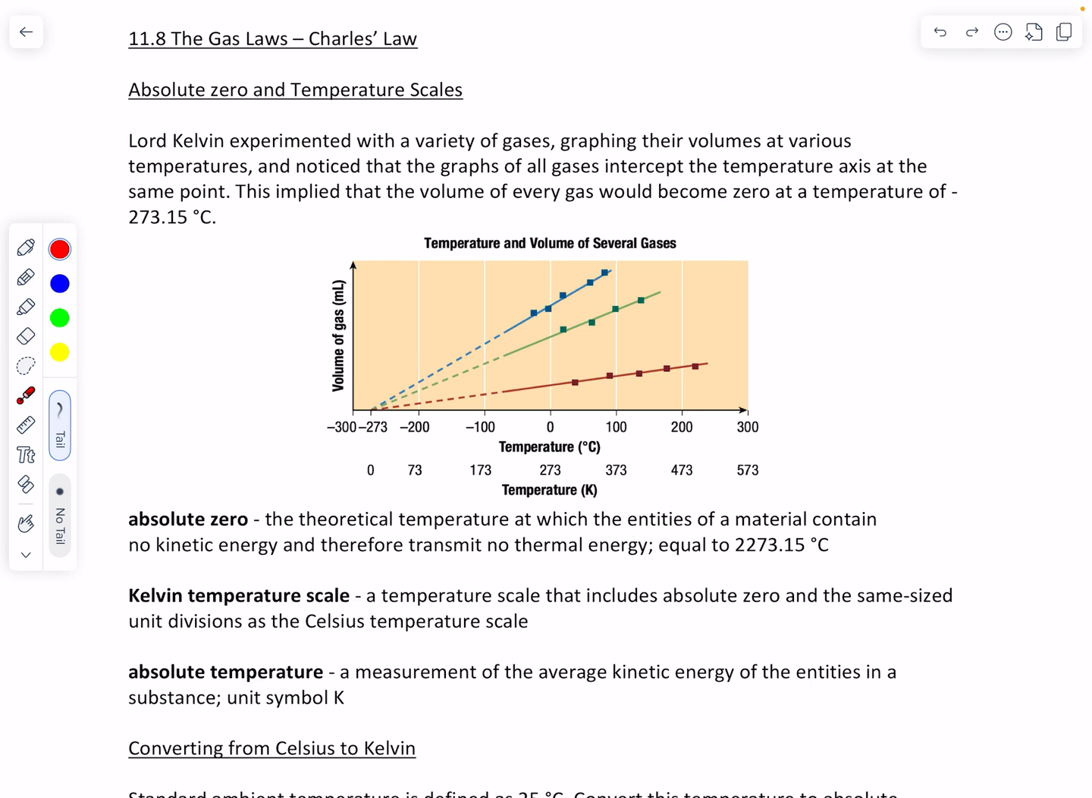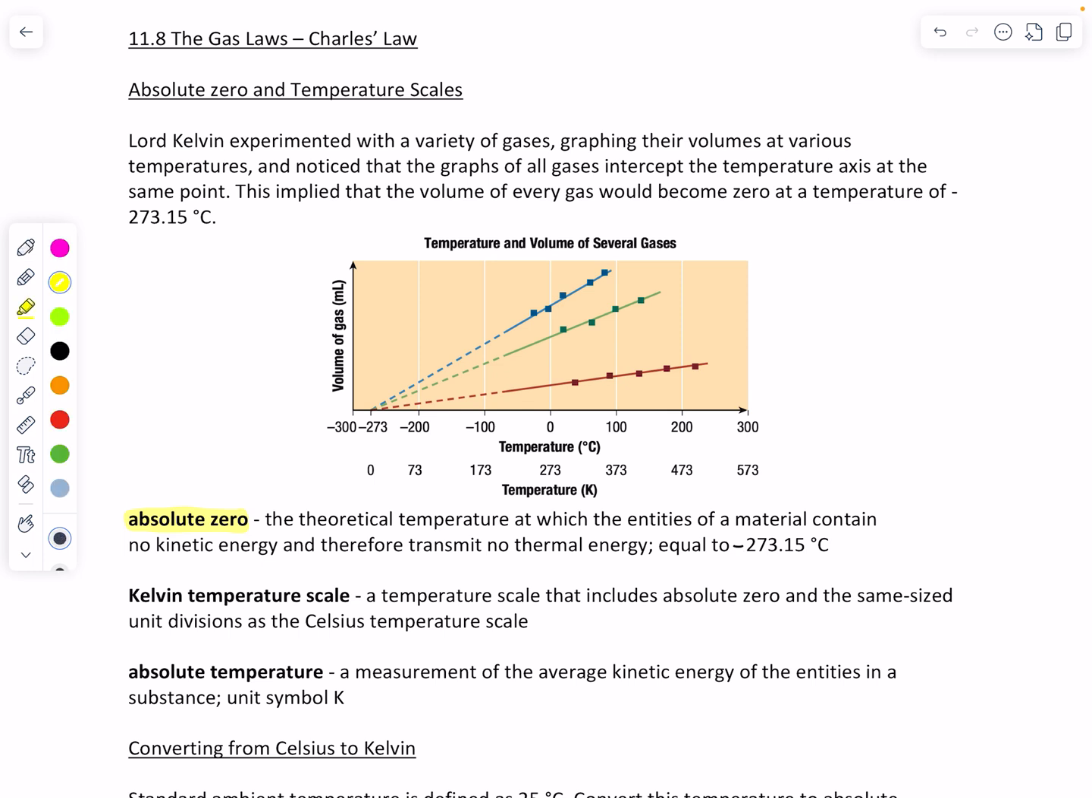This implied that the volume of every gas would become zero at a temperature of -273.15 degrees Celsius. Now this temperature is very important. This temperature is called absolute zero. This is the theoretical temperature at which the entities of a material contain no kinetic energy and therefore transmit no thermal energy. And it's equal to negative 273.15 degrees Celsius.